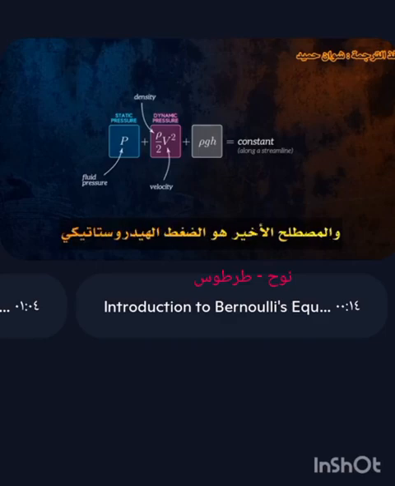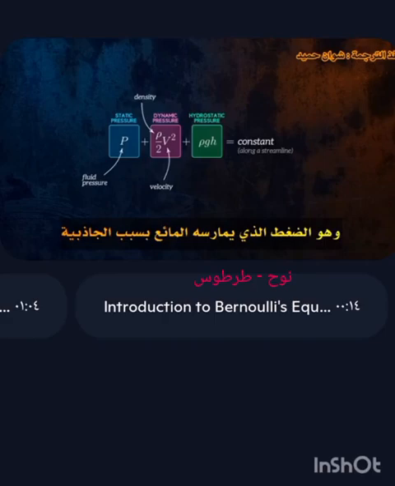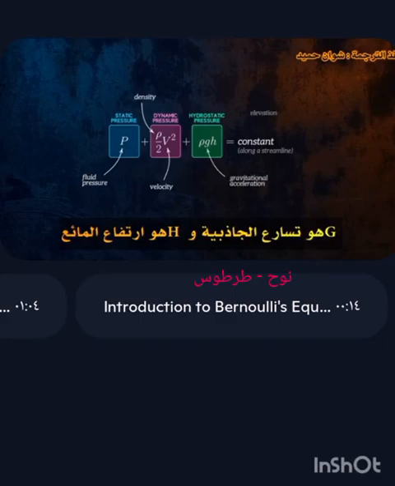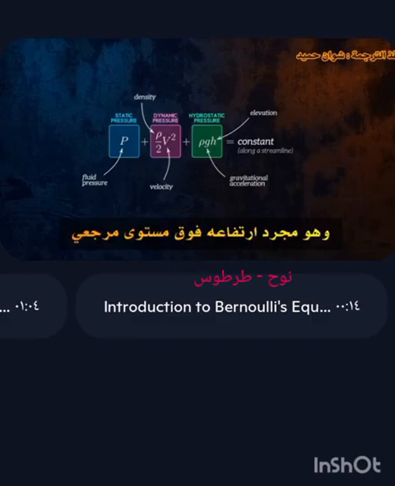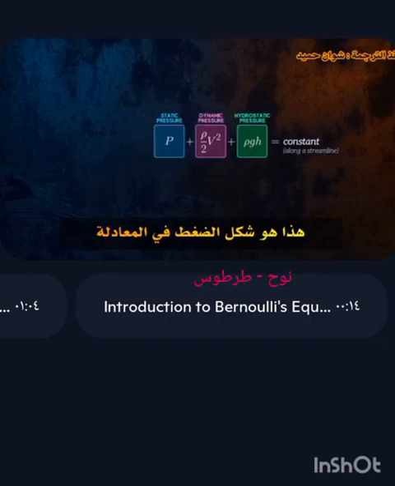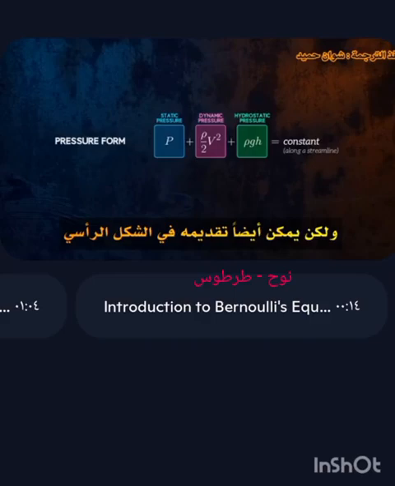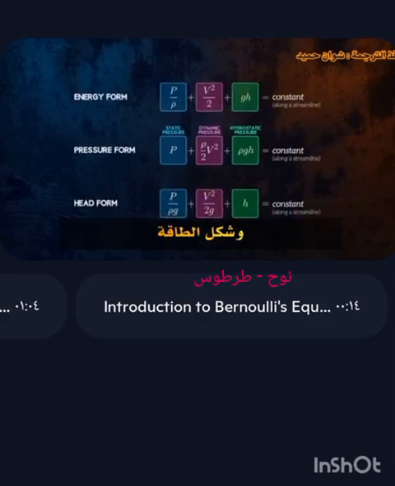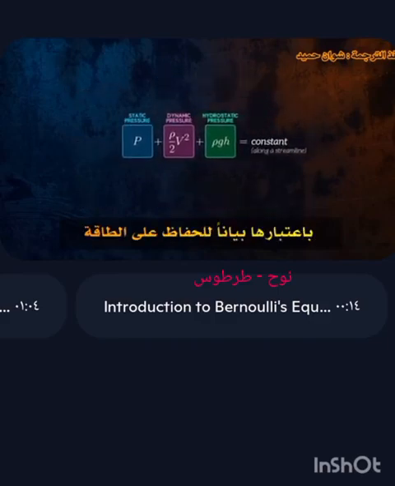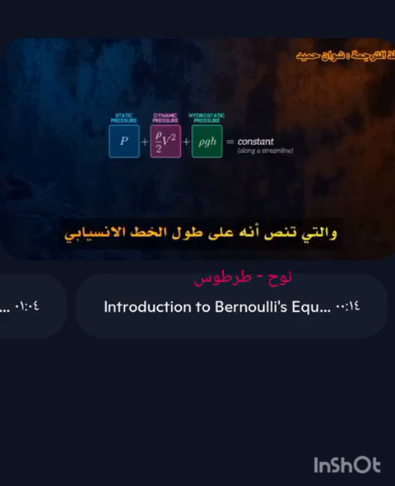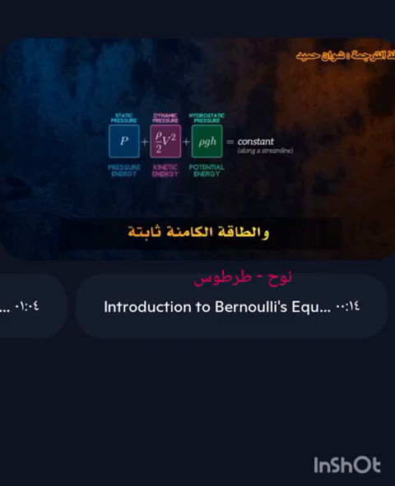And the last term is the hydrostatic pressure, which is the pressure exerted by the fluid due to gravity. g is gravitational acceleration, and h is the elevation of the fluid, which is just its height above a reference level. This is the pressure form of the equation, but it can also be presented in the head form and the energy form. We can think of Bernoulli's equation as a statement of the conservation of energy. It says that along a streamline, the sum of the pressure energy, kinetic energy, and potential energy remains constant.